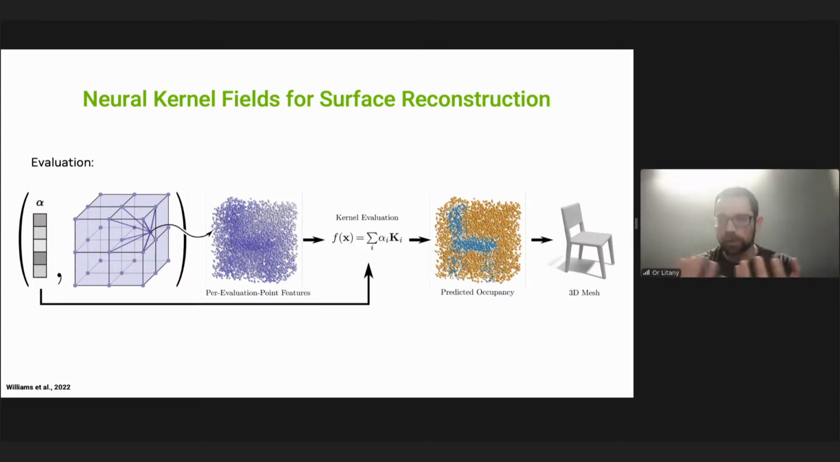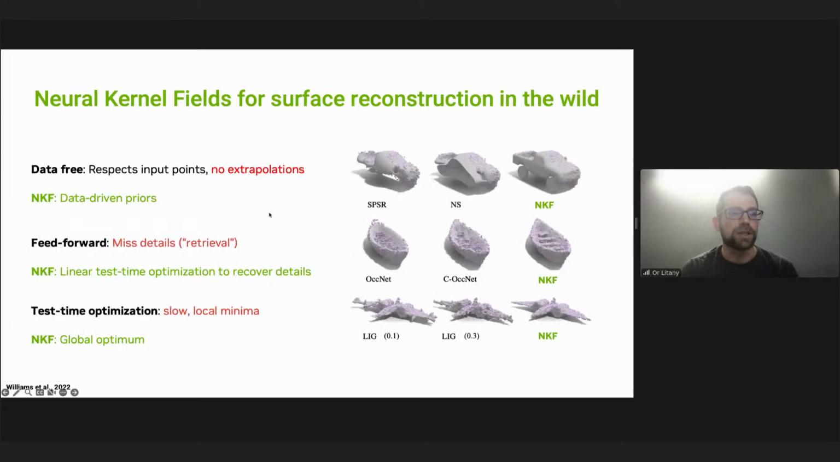So now I have my full spatial occupancy representation of the shape that I can now extract a mesh from. So this is the basic idea of this work. Now, the nice thing is that we keep this idea of having data-driven priors, but instead of a full feed forward, we shifted to this test time optimization, and then we're guaranteed to get a global optimum.